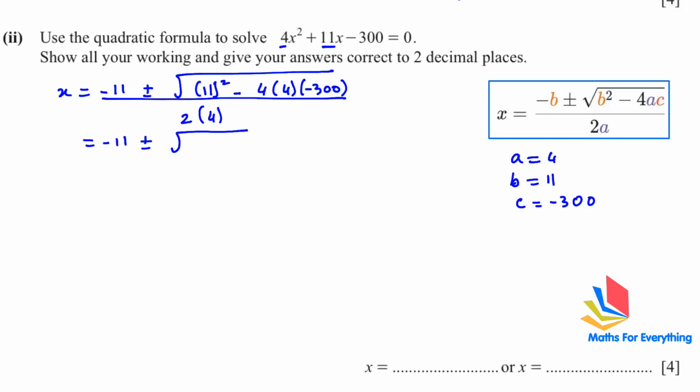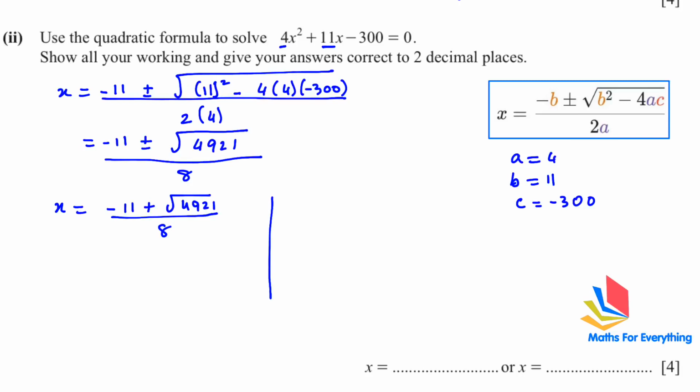Write the square root sign like this, and 2 multiplied by 4 in the denominator is 8. These numbers put together in the calculator without the square root and write the answer here. It is 4921. Therefore, x is equal to negative 11 plus square root 4921 over 8, and the second value of x is negative 11 minus square root 4921 over 8.